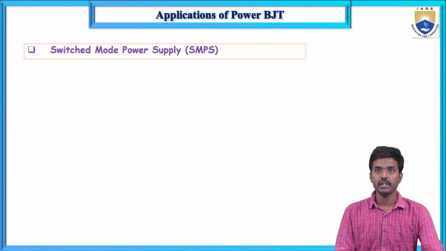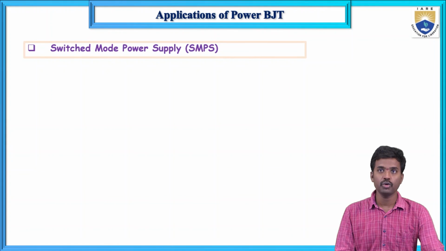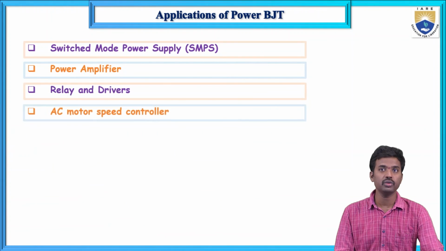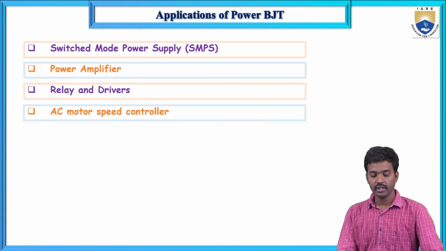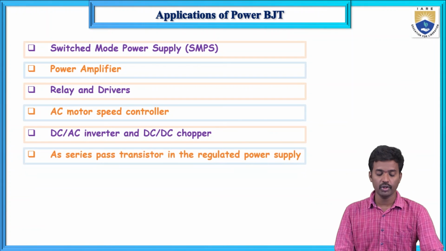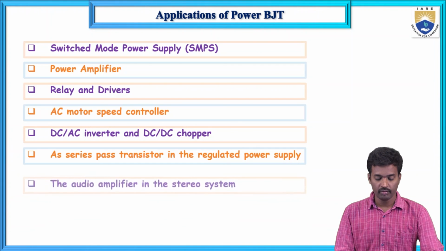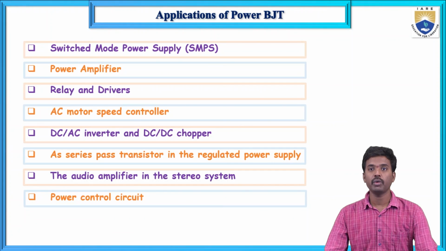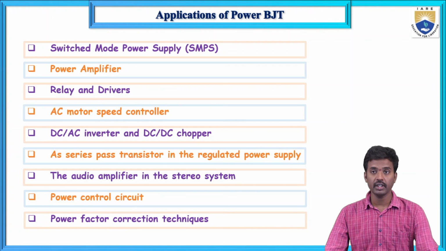And next, what about the applications? It is used in SMPS, switch mode power supplies, power amplifiers, and relays. In drivers we use it for AC motor speed controllers, in AC to DC to AC, that means inverters, and DC to DC, that means choppers. Another use is as a series pass transistor in regulated power supplies, and the audio amplifier in steering systems and power control. And next, power factor correction techniques we will use.